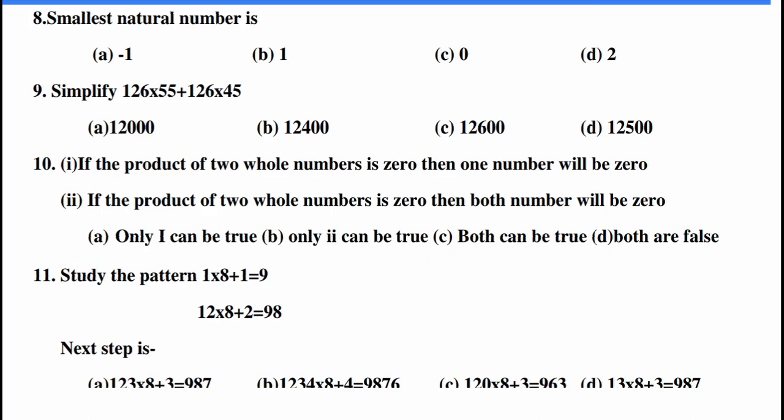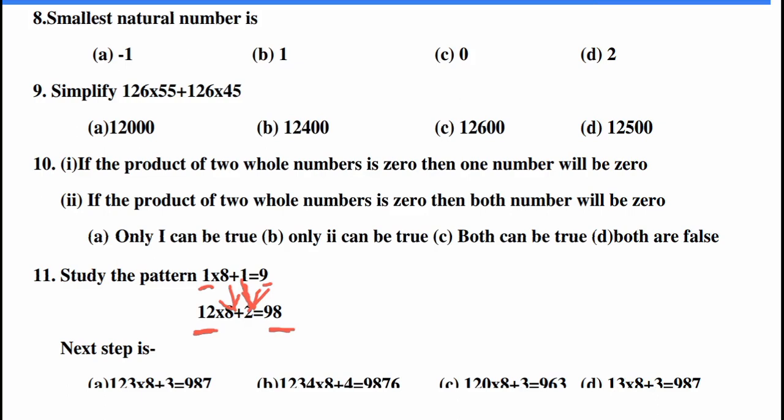Question number 11. Study the pattern: 1 multiplied by 8 plus 1 is equal to 9. Then after, two digits are taken here. Here one digit was there and here two digits are taken. Multiply by 8 as it is. Now 2 is taken here, so 2 is the successor of this 1. Then after, the answer is of two digits. Here the answer is of one digit.